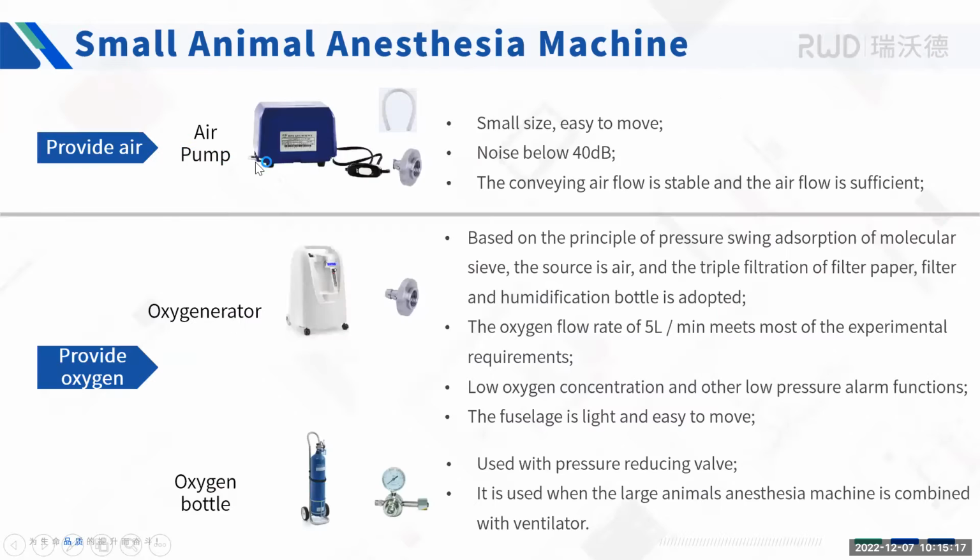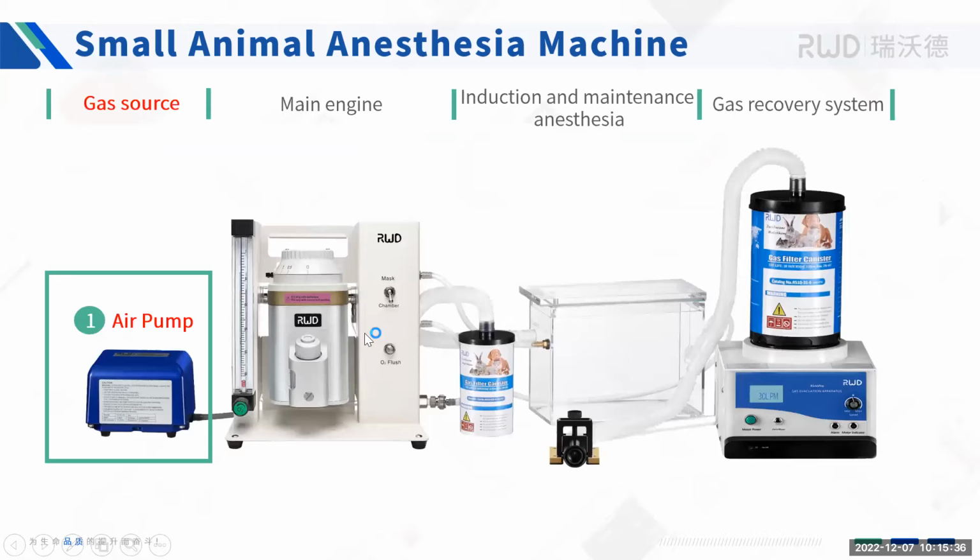First is the air pump. You can see on your table is the blue one. And at the back of the air pump, you can see the out and in. You should connect the out end with our anesthesia machine. On this side, we write oxygen here. You can see.